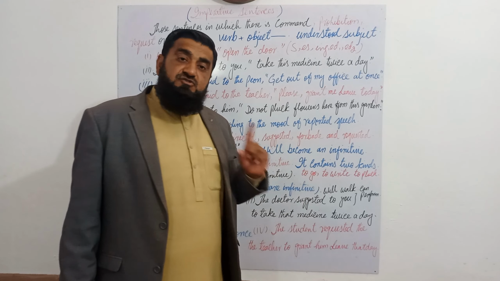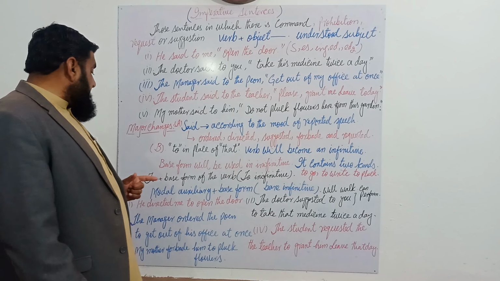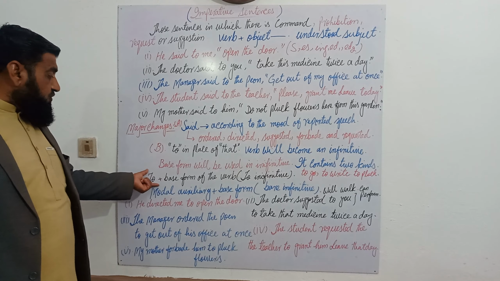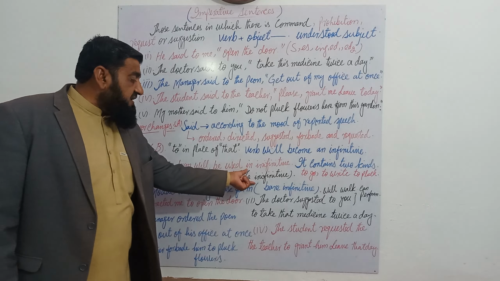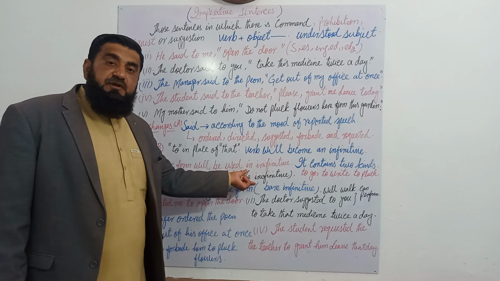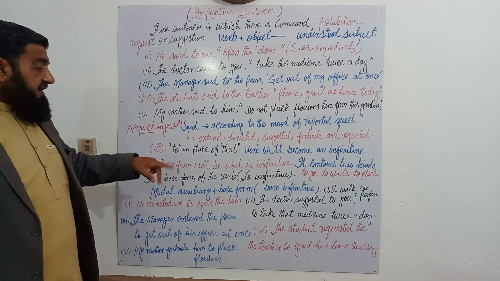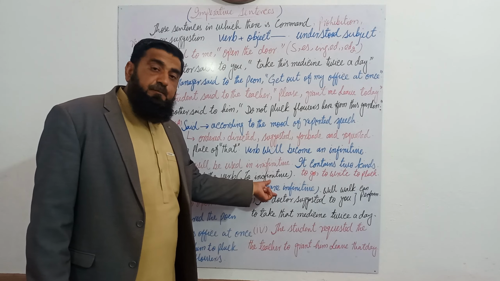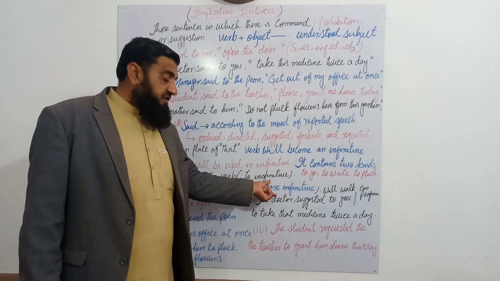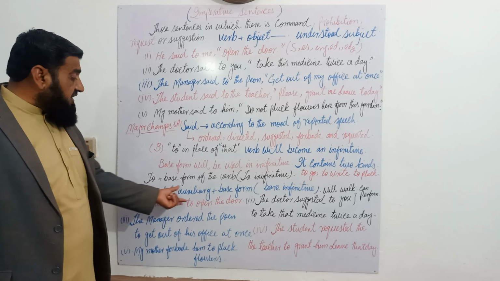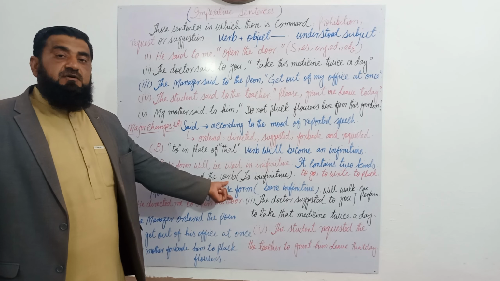One is called to infinitive, another is called bare infinitive. So to plus base form of the verb is called to infinitive. And another infinitive which we call bare infinitive. So what is bare infinitive? Bare infinitive is modal auxiliary plus base form of the verb.